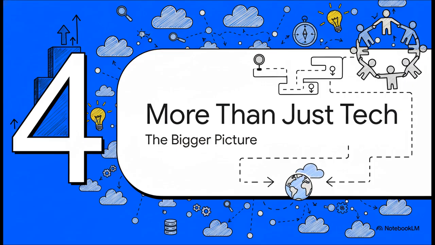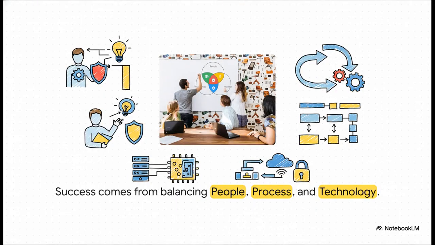Now, picking the right services is a huge piece of the puzzle, but a successful move to the cloud is about so much more than just the tech. You've really got to look at the bigger picture. And this is a point that people often miss. To really succeed, you can't just throw technology at a problem. You also need to think about your people, your teams, and your internal processes. It's like a three-legged stool. You need to find that perfect balance between people, process, and technology to really make it work.